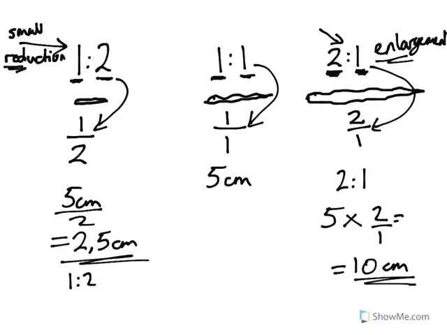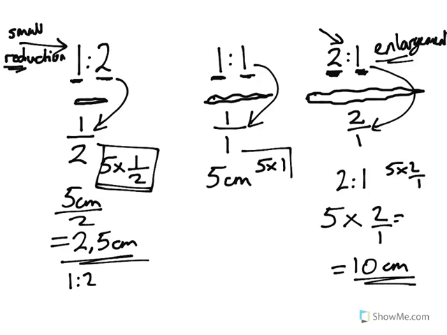So here we're multiplying our 5 by our ratio of a half. Here we're multiplying 5 by 1. Here we're multiplying 5 by 2 over 1. So once we convert these ratios to the fraction form, it's actually really easy to work out the real length. So that's a clue onto how to do ratios.